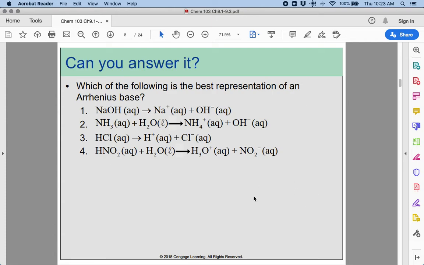So which of the following here is the best representation of an Arrhenius base? So go ahead, take a minute, pause the video, figure it out for yourself. Here we have NaOH. As we go through all of our options here, we're looking where we will produce an OH minus aqueous when a substance is dissolved in water, which when we have an aqueous solution means it's in water. This is an ionic compound. We know that's the secret language, so we get Na plus and OH minus. You may have been tempted with number 2, but that's NH3 aqueous plus more water, and that's giving us the OH minus. So this is not the same as this.